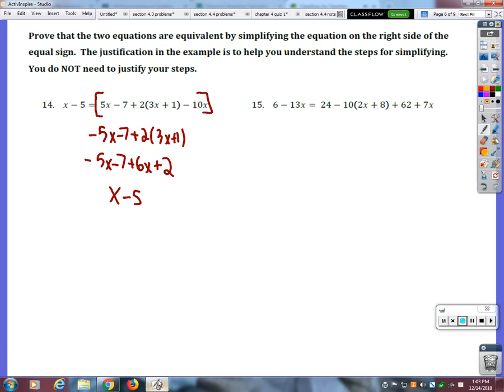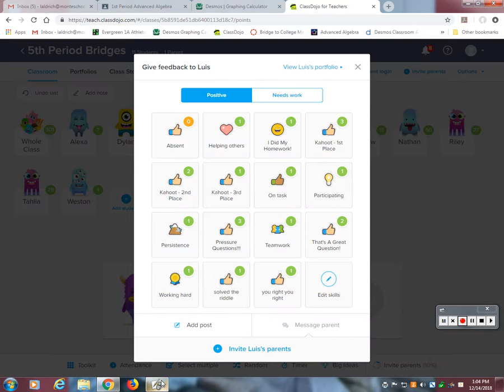Okay, Luis, what would you do to simplify the right side of this? Right, because of the parentheses, yeah. Okay, so you want to combine the numbers? Okay, so the 62 is positive. So 24 and 62 make 86 minus 10 times 2x plus 8 plus 7x. Okay, so in the same way that Riley started out number 14 by combining the x's, Luis is going to start out number 15 by combining the numbers.